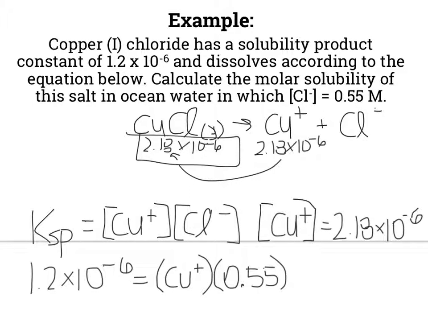Let me walk you through this again, though. We know our KSP, and we know that in this situation we've already got some chloride. So we're trying to figure out how much of this is going to dissolve based on what we already have in there. We set up our KSP, plug in our known values, we get copper, and then stoichiometry tells us that's actually the same number for our original salt. And that's it.